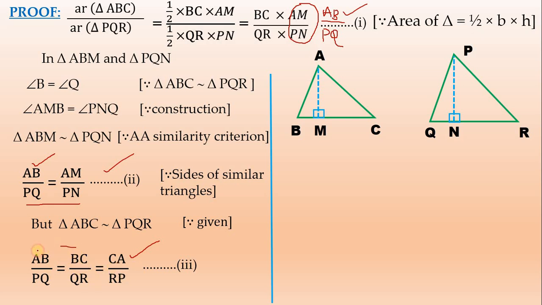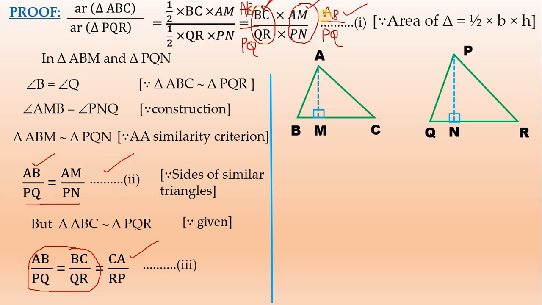Here I have AB by PQ is equal to BC by QR. Now here what do I have? BC by QR I have. Hence I am removing this, and in this place I am writing what? AB by PQ only. So then try to understand again. I have removed this and I have written AB by PQ with the help of equation 2, and with the help of equation 3 I have removed this and I have written AB by PQ.